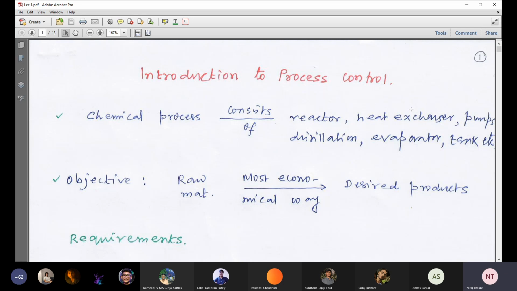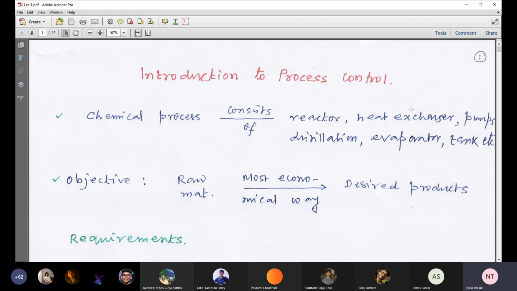So that's why we sometimes call it basically a flow sheet of a chemical plant, because it includes so many process units.